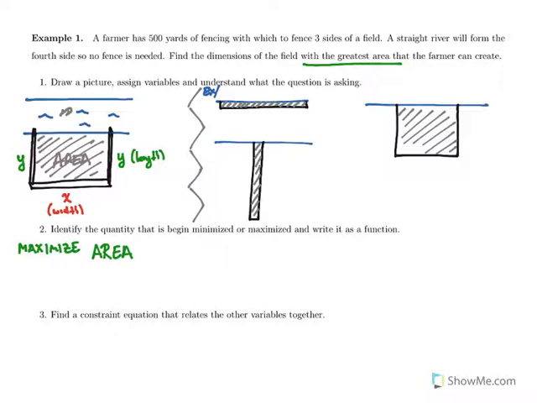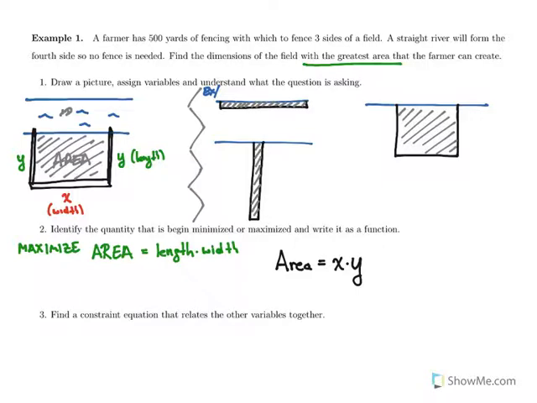And we know that the area of a rectangle is going to be length times width. So what we have here is area is going to be x times y. We've written our quantity as a function. The only problem is it's a function of two variables, which we said is going to happen often. And now the next two steps are going to be trying to write that as only one variable.